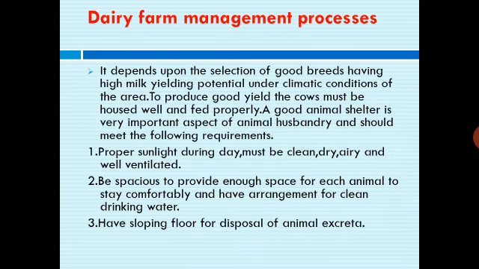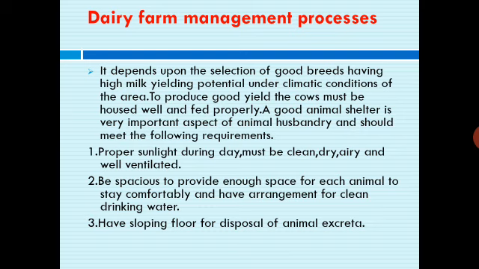Now coming to the next, very important is dairy farm management processes. It will be asked in the exam. Dairy farm management processes depend upon the selection of good breeds having high milk yielding potential under climatic conditions of the area. To produce good yield, the cows must be housed well and fed properly. A good animal shelter is a very important aspect of animal husbandry and should meet the following requirements.